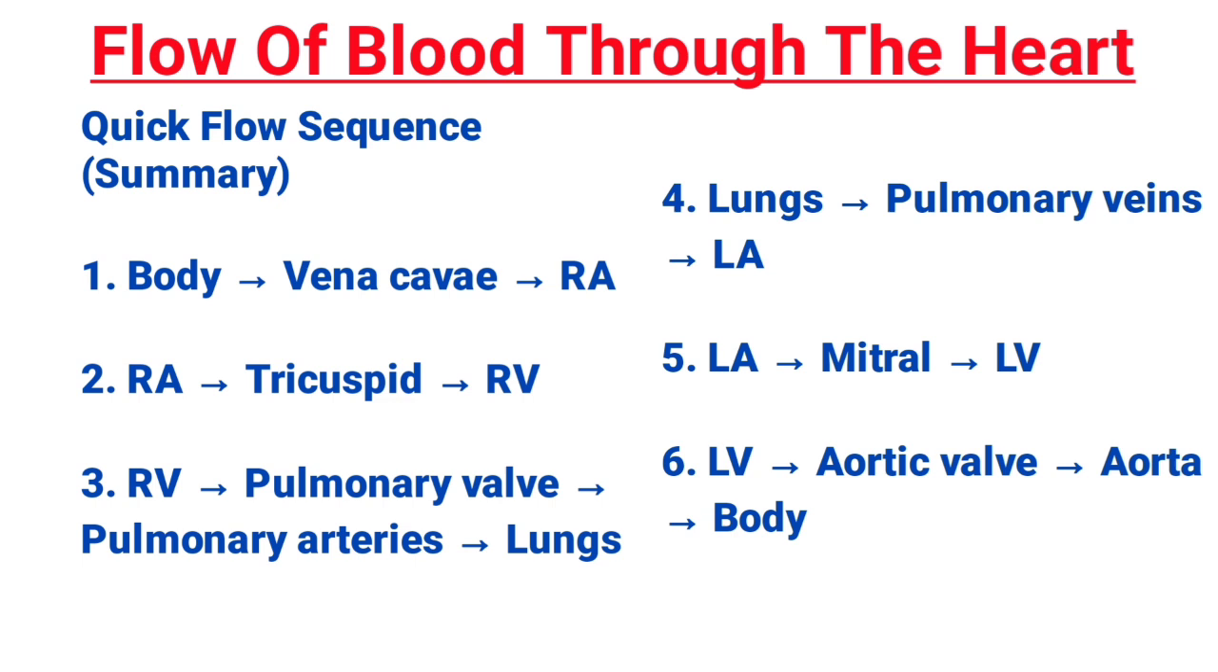Then from the lungs, the pulmonary veins carry the blood into the left atrium. And then from the left atrium, the blood passes through the mitral valve and then finds itself in the left ventricle. And then from the left ventricle, the blood passes through the aortic valve into the aorta, and then from the aorta to the body. Now this cycle repeats itself continuously, ensuring oxygen delivery and waste removal.